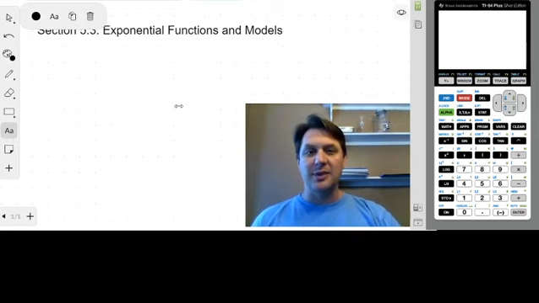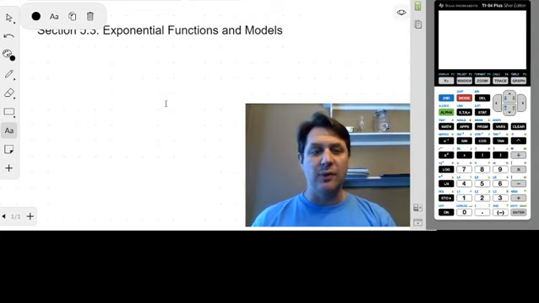Here we're going to talk about exponential functions. This is chapter 5. In our class, we're only going to do sections 5.3 and 5.4 from this chapter.